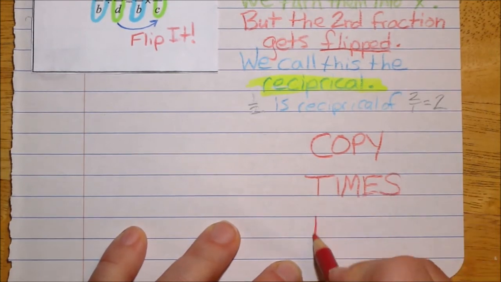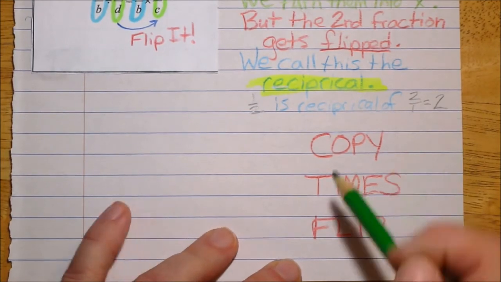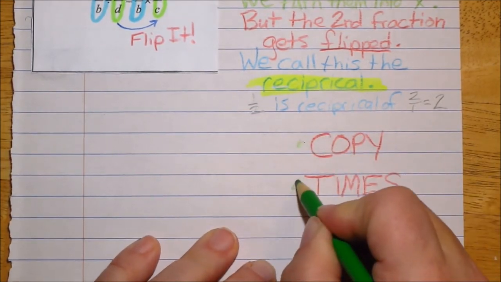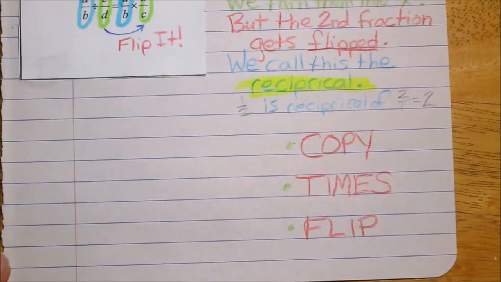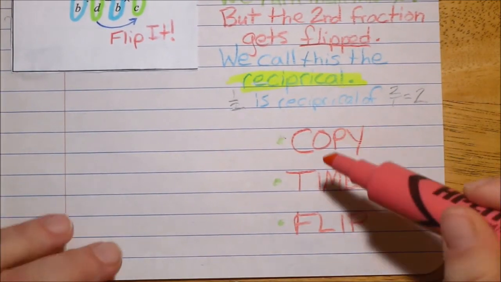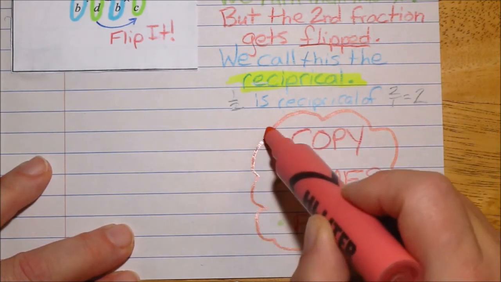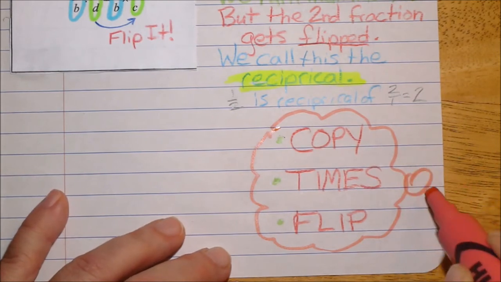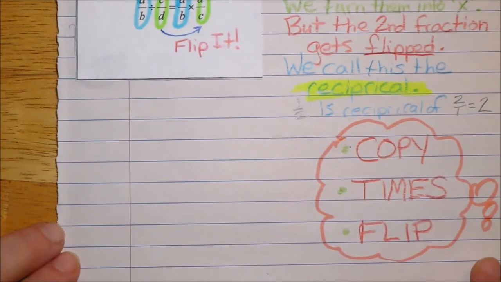And then I'm going to write flip. And with my light green, I'm just going to put a little dot in front of each of these. These are steps. All right. Copy times flip. Copy times flip. That's what we're talking about when we are dividing two fractions. So I'm going to make my little thought bubble here to remember, when I'm dividing fractions, I'm going to be thinking copy times flip, copy times flip. Well, what does that look like? All right, well, let's do a couple of problems here, and we'll see exactly what that looks like, okay?